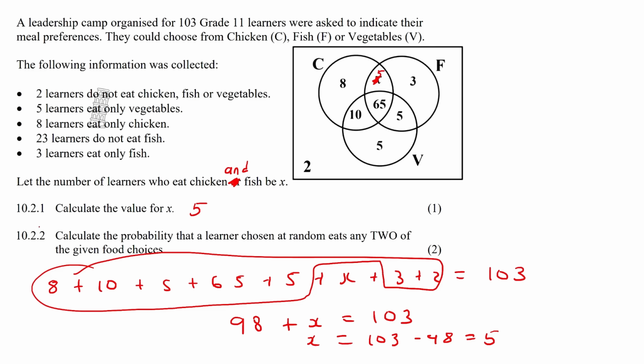Okay, now this question over here says, calculate the probability that a learner chosen at random eats any 2 of the given food choices. I don't like the question because it's a bit confusing as to what they mean by that. Do they mean 2 only or at least? So I went and looked at the memo, and this word should have been at least. So then it means that three foods are also allowed. Okay, so if that confused you, I don't blame you at all.